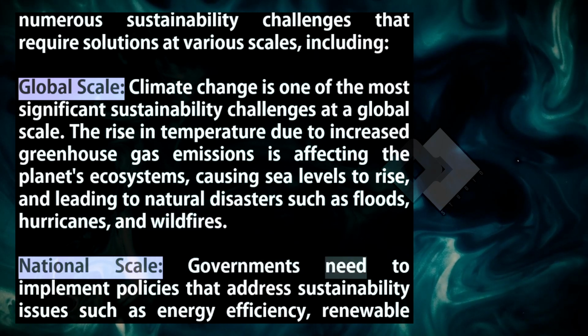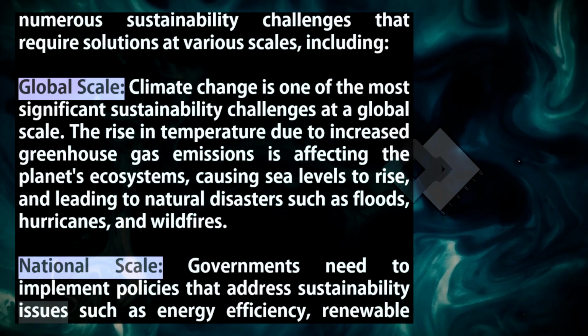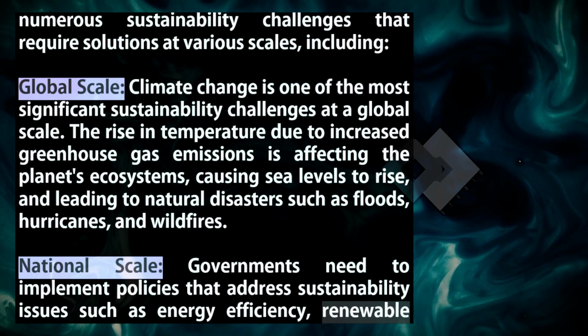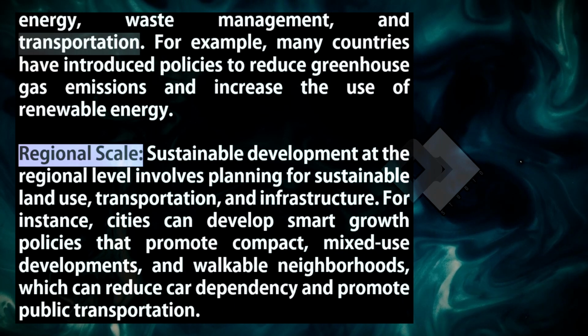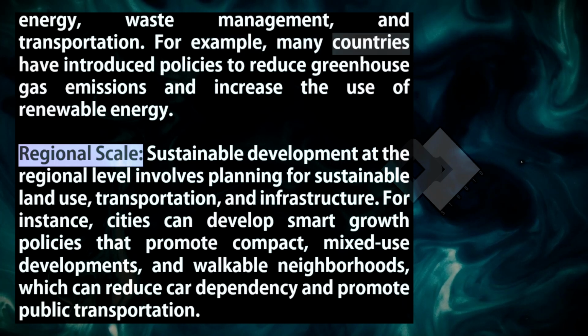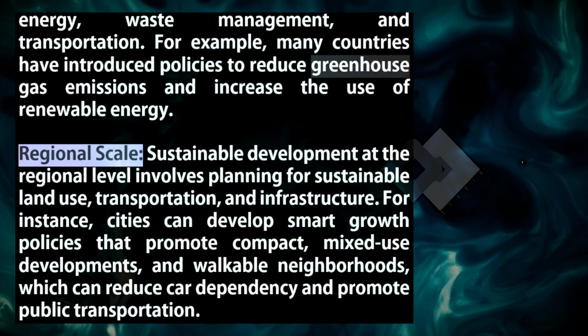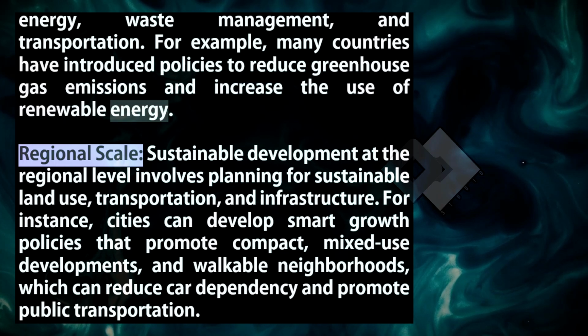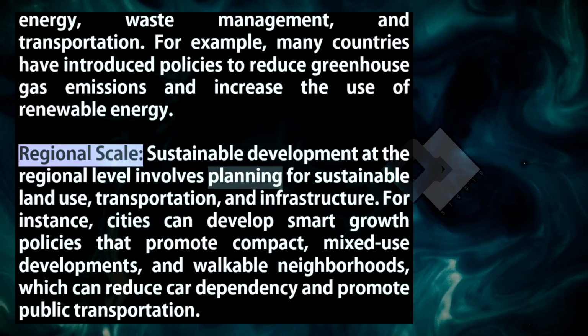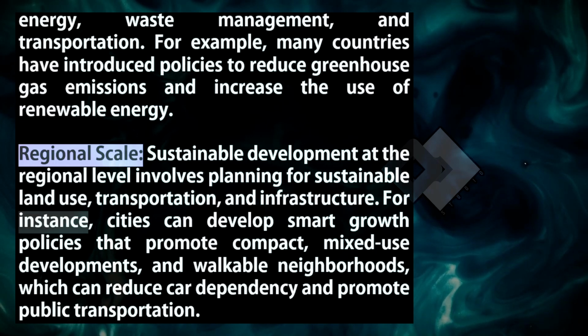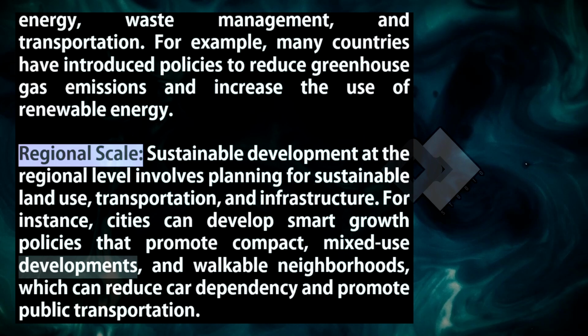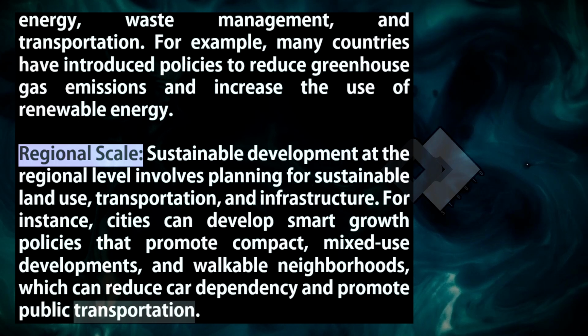National scale. Governments need to implement policies that address sustainability issues such as energy efficiency, renewable energy, waste management, and transportation. For example, many countries have introduced policies to reduce greenhouse gas emissions and increase the use of renewable energy. Regional scale. Sustainable development at the regional level involves planning for sustainable land use, transportation, and infrastructure. For instance, cities can develop smart growth policies that promote compact, mixed-use developments, and walkable neighborhoods, which can reduce car dependency and promote public transportation.